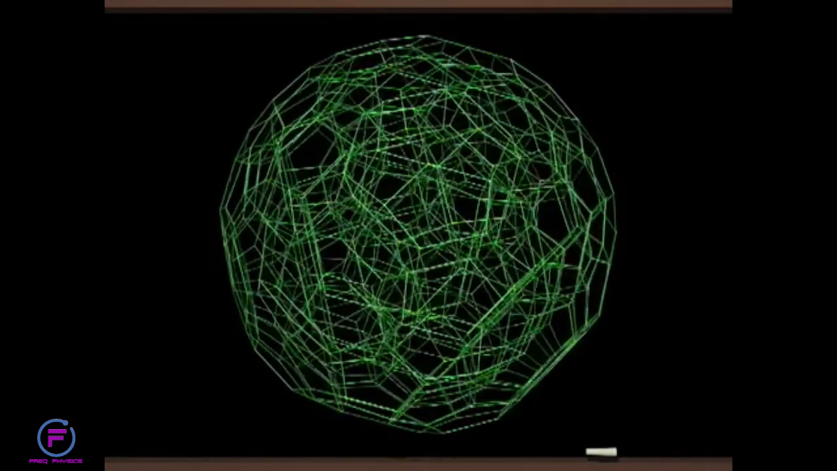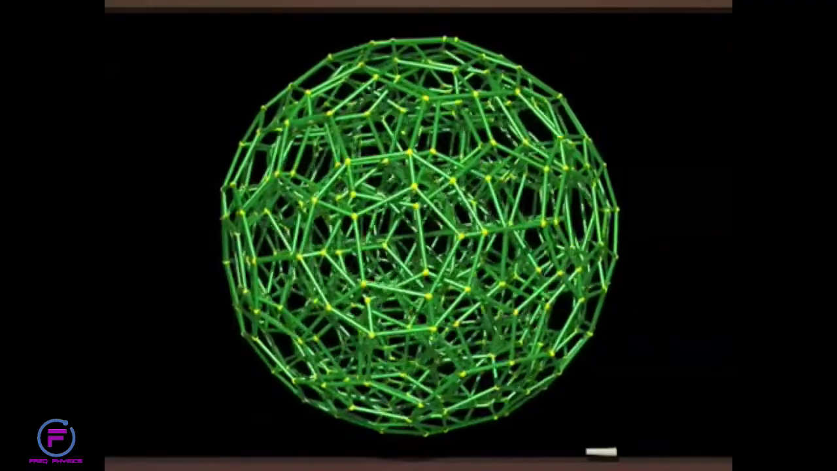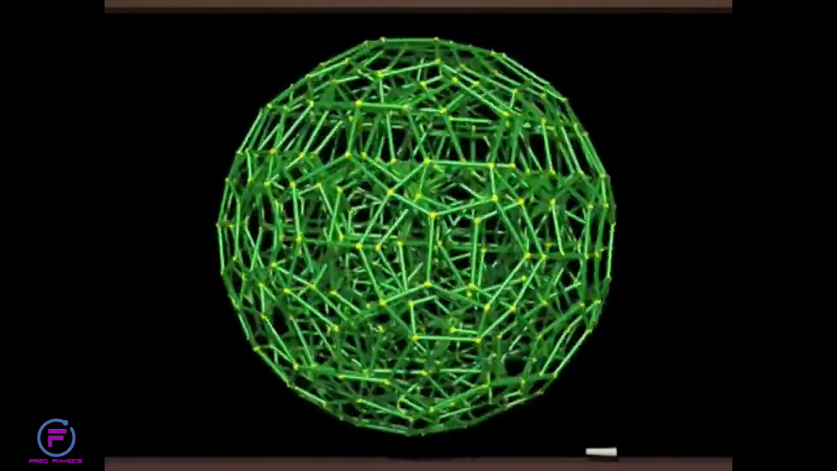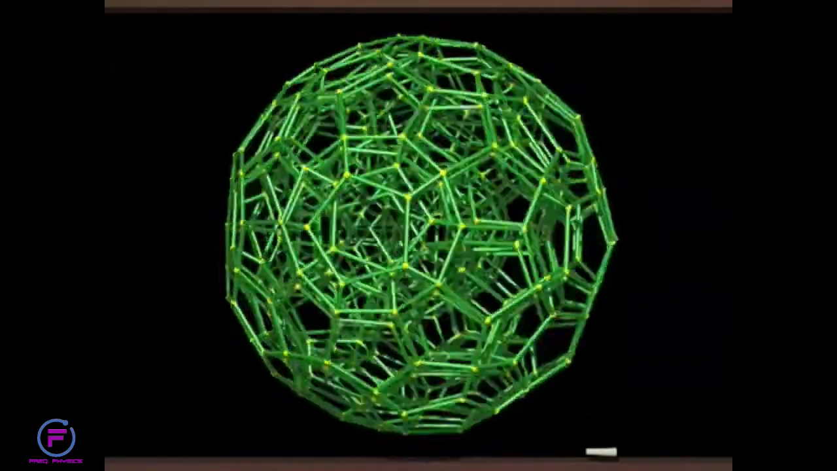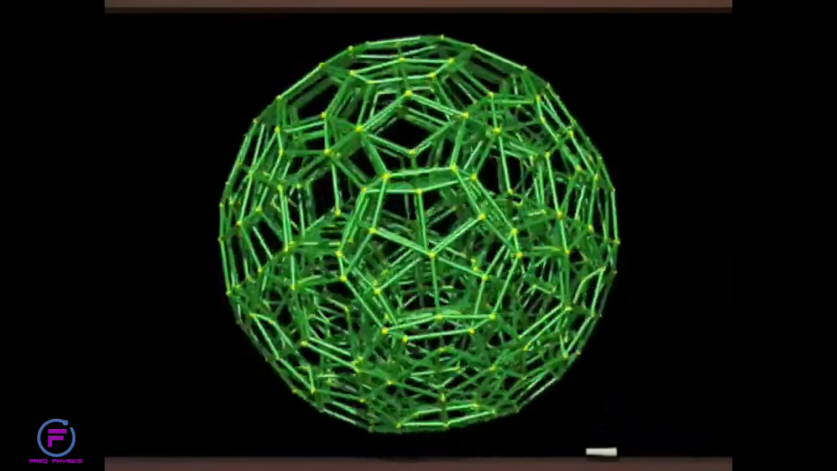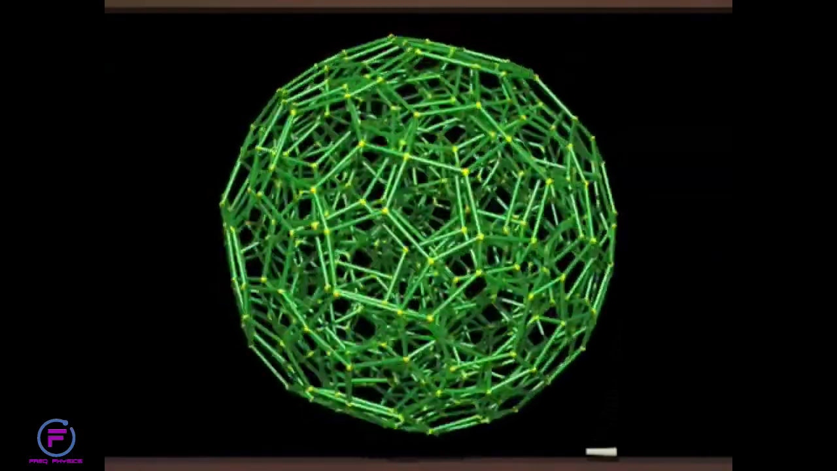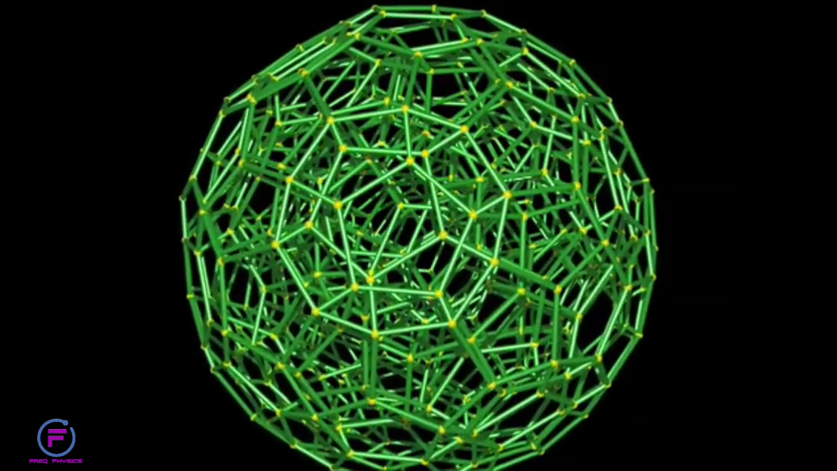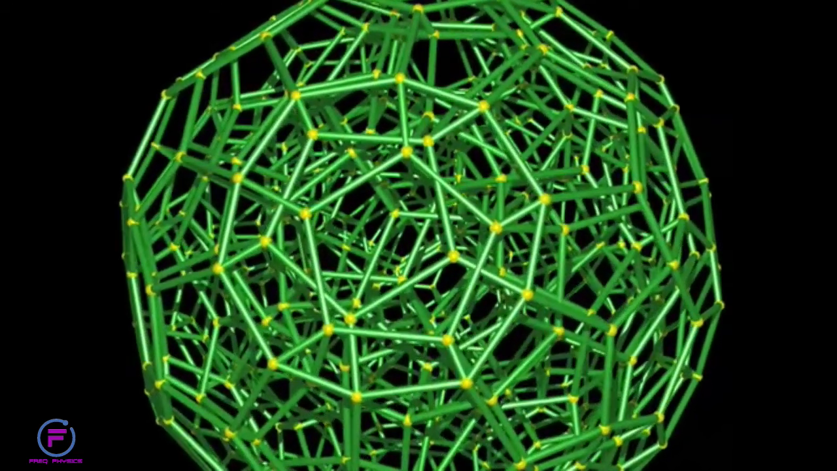Here is the shadow of the 120 cell, in all its majesty. A rather complicated majesty, you have to agree. Let's get inside and have a look at its structure.